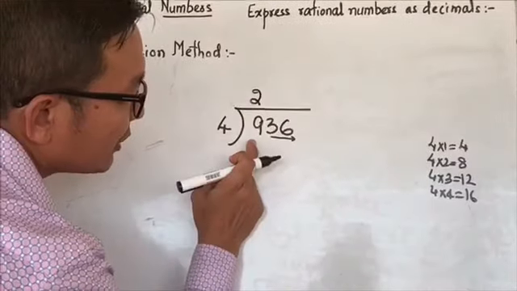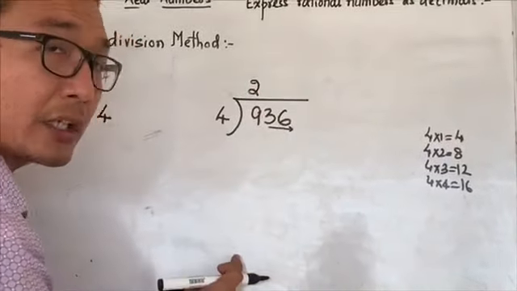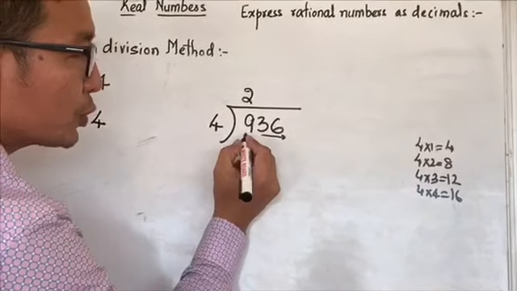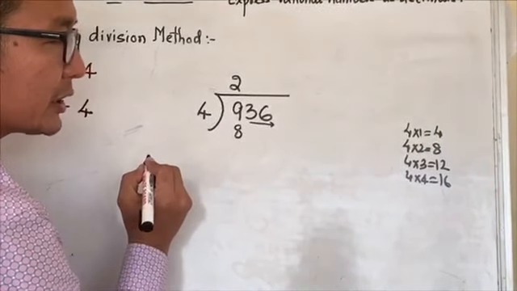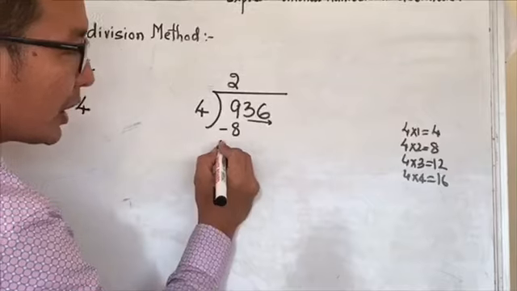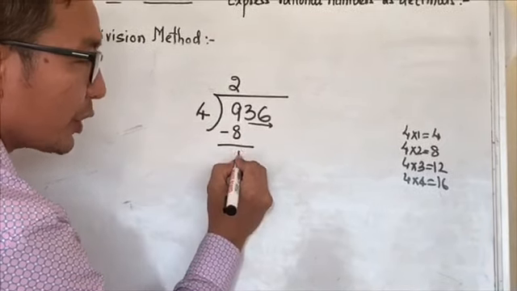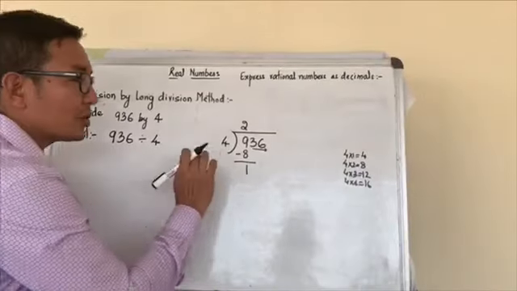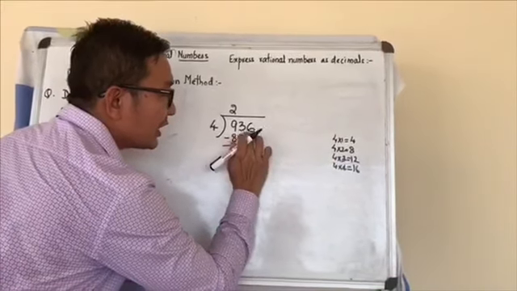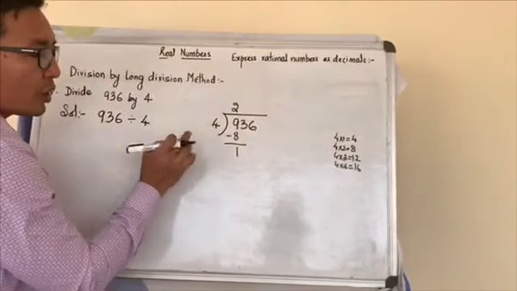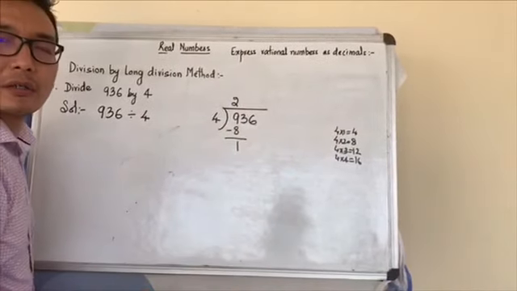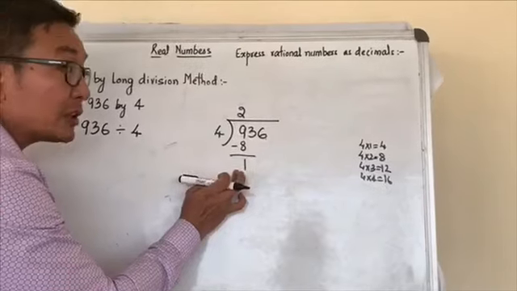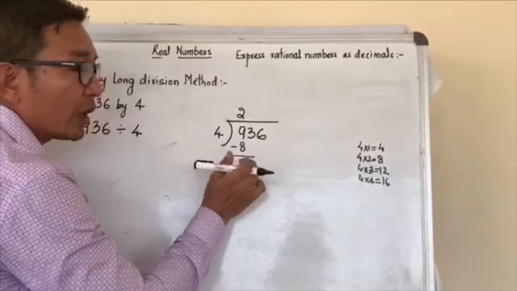So 4 times 2 is 8. We subtract 8 from 9 and get 1. 1 is smaller than 4, and it is the remainder.